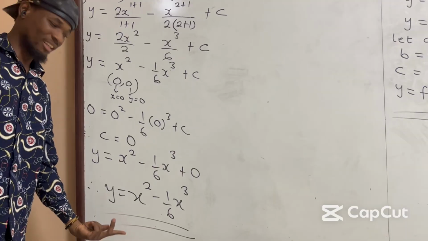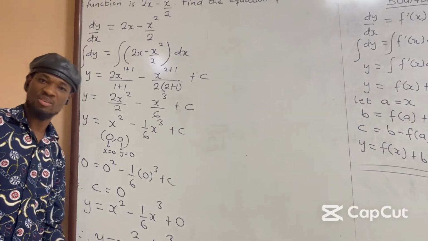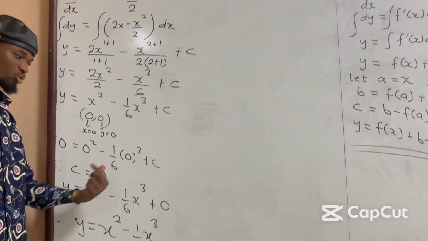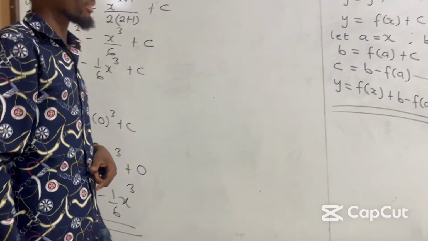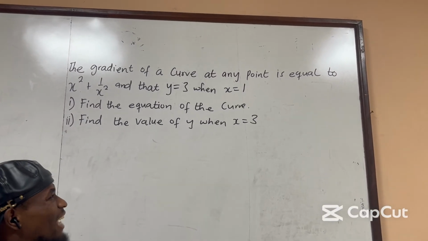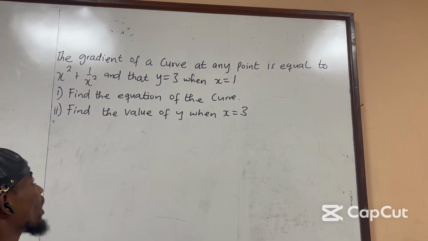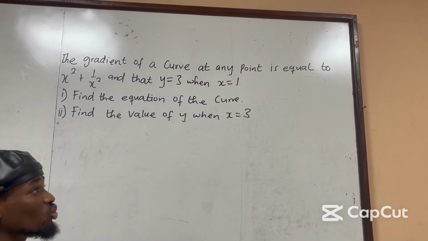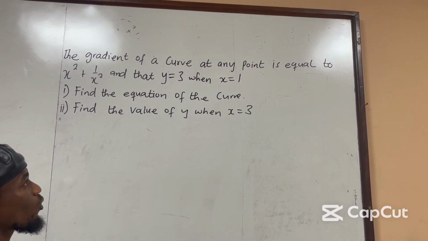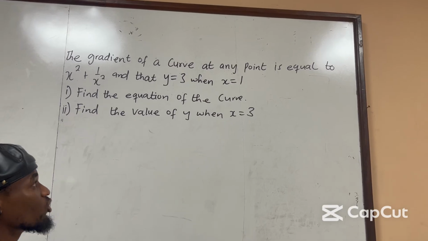Viewers, that is the answer to this question. We don't have anything like plus constant of integration anymore. Let's visit another question to throw more light on this. The question reads: the gradient of a curve at any point is equal to x squared plus 1 on x squared, and that y equals 3 when x equals 1. Find the equation of the curve.